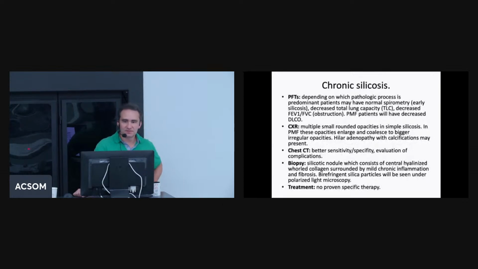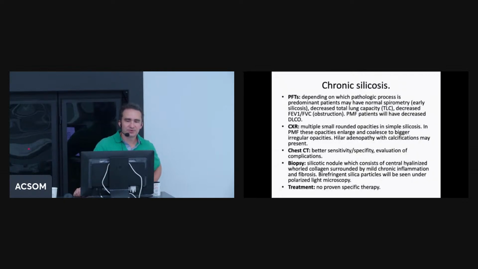So chronic silicosis continues. You remember we're talking about restrictive lung diseases. So that's why PFTs will suggest more restriction rather than obstruction. Depending on what pathologic process is predominant in a specific patient, you'll see different changes. You usually would see normal spirometry because there is no bronchial obstruction. You will see decreased total lung capacity. You may sometimes see a little bit decreased FEV1 to FVC if there is obstruction.